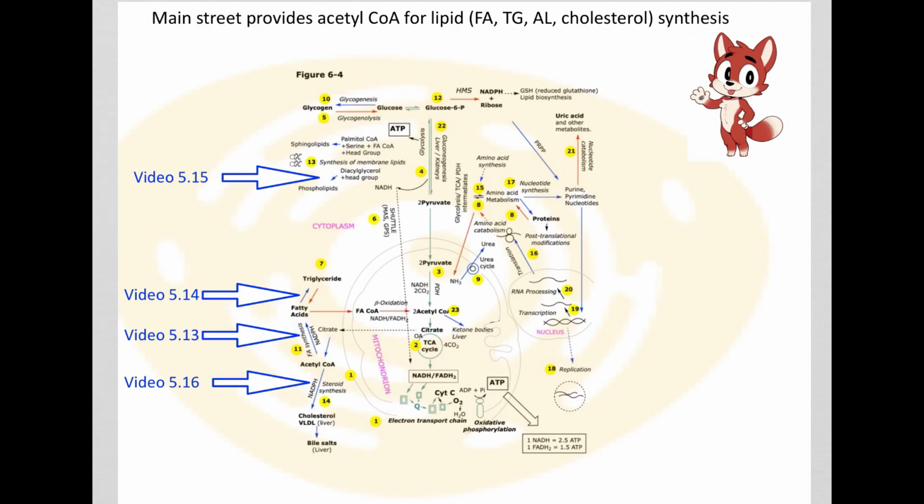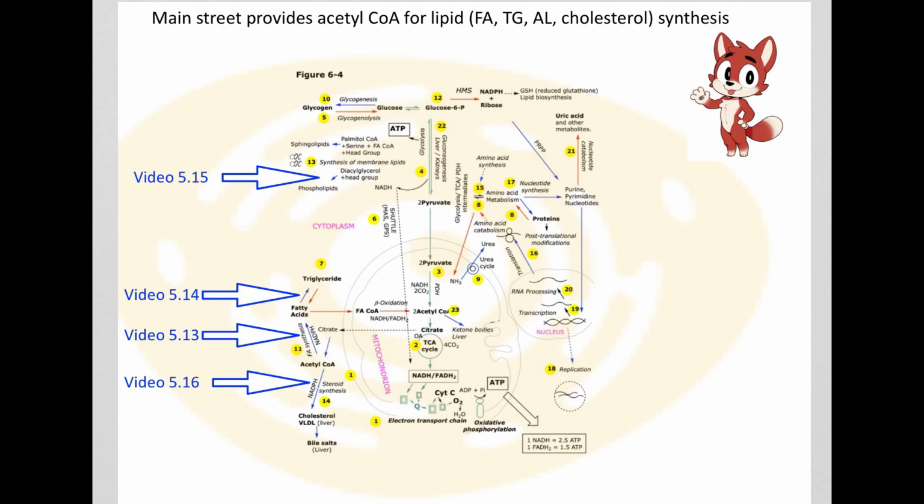In the process of main street, we can see a lot of intermediates that are formed. One of these intermediates is acetyl-CoA. So in video 5.13, we saw how we can take this acetyl-CoA and make fatty acids out of it. And then in video 5.14, we saw how these fatty acids can be subsequently converted into triglycerides.